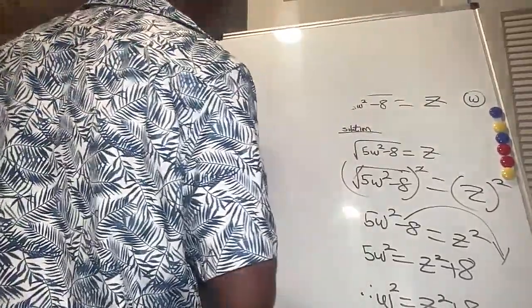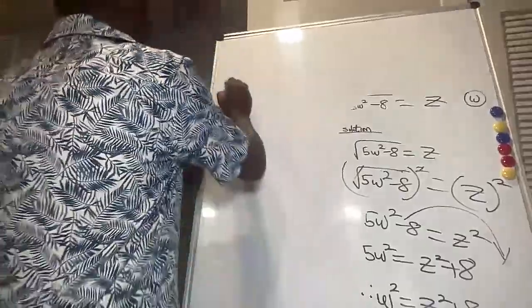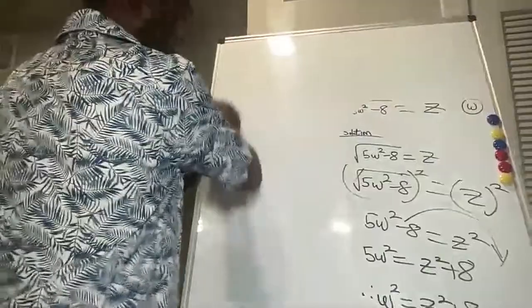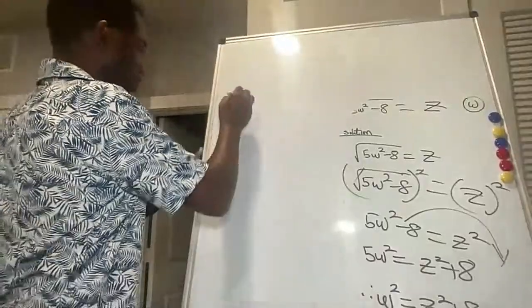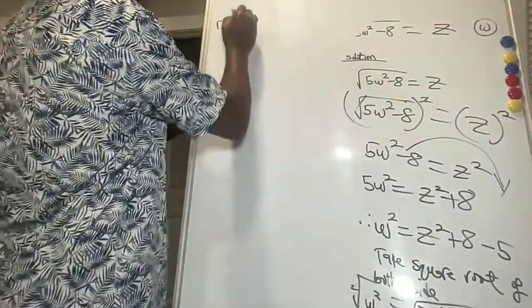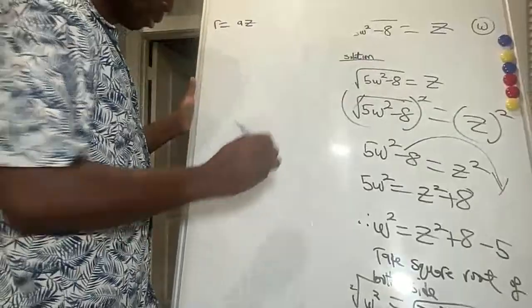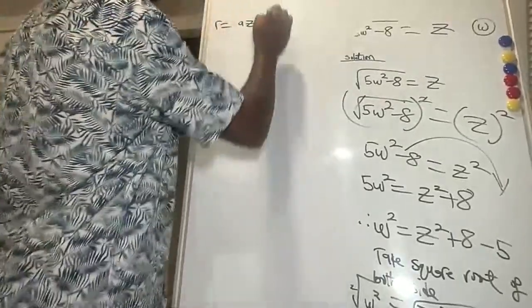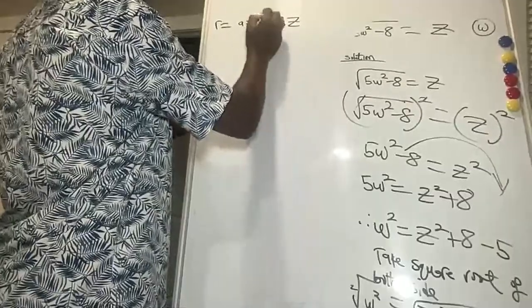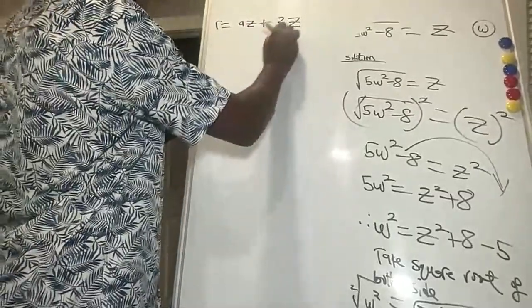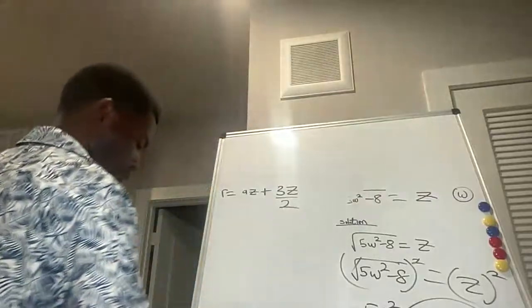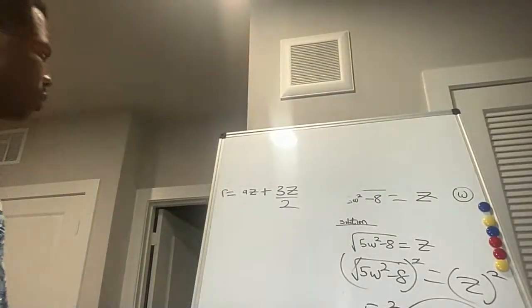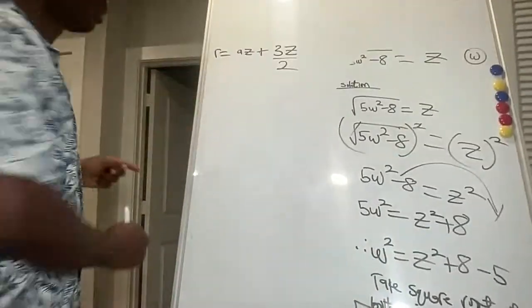Let's look at another example. If we have r is equal to az plus 3z over 2, we are told to make z the subject of the formula. We are told to make z the subject of this equation.